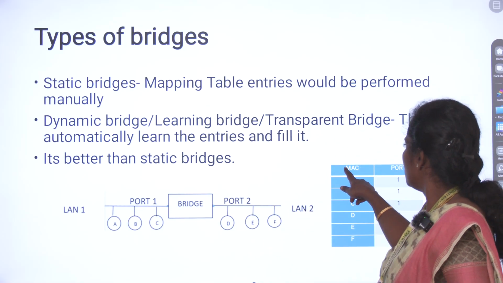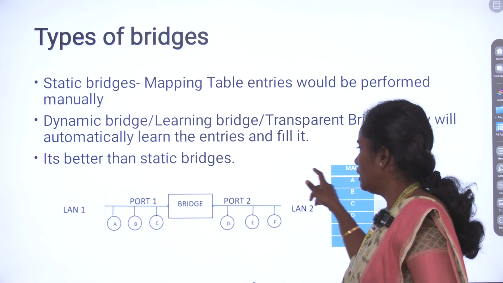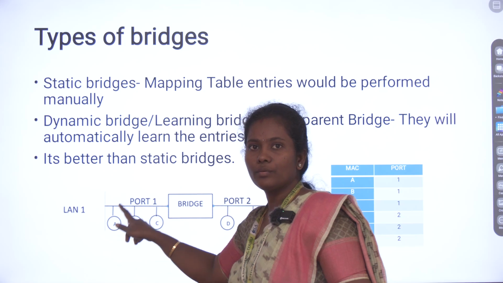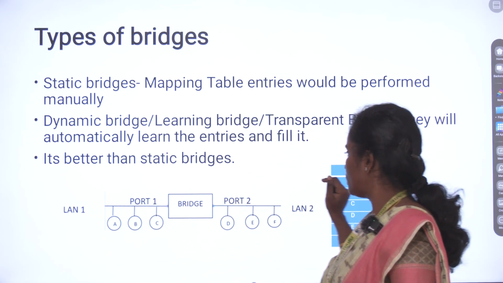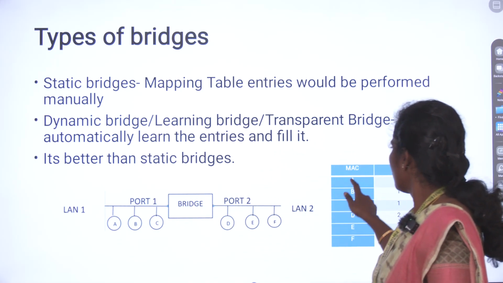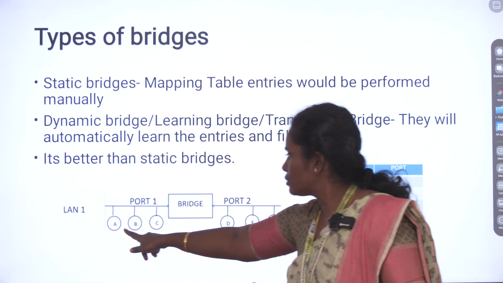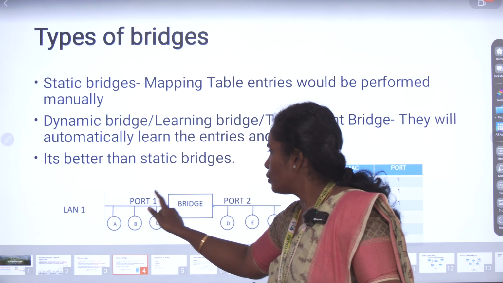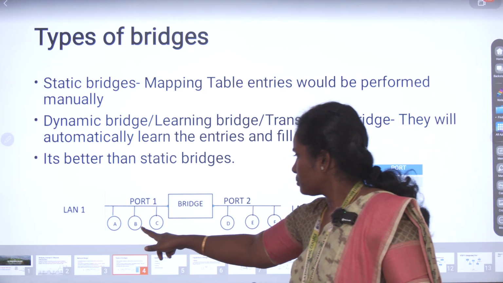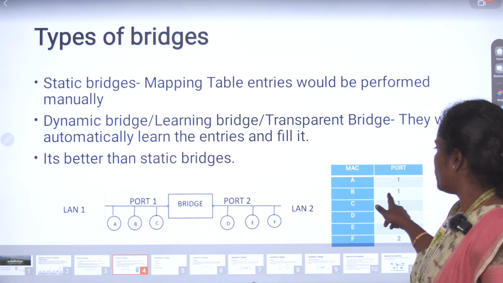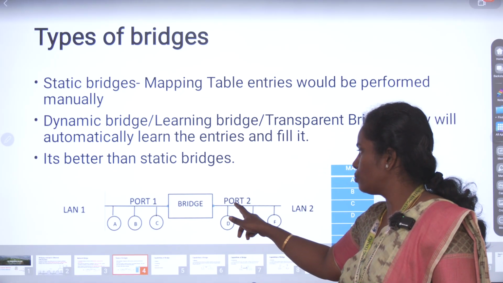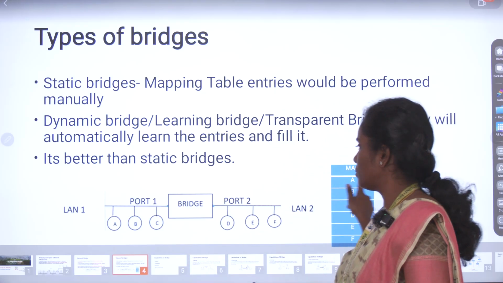You can see here the mapping table, which is formed based on the connectivity of the host machines with the bridge: which machine belongs to which port, and which bridge it is connected to. The bridge will observe the MAC address of the machine. Consider the MAC address of the machine A; it belongs to port 1. Machine B belongs to port 1. Machine C also belongs to port 1. Similarly, machine D belongs to port 2. These details are kept in the mapping table.